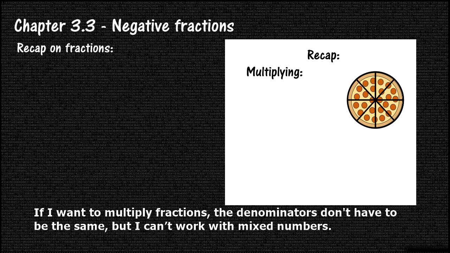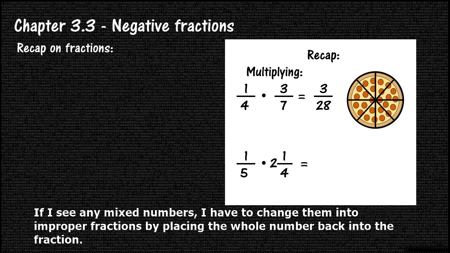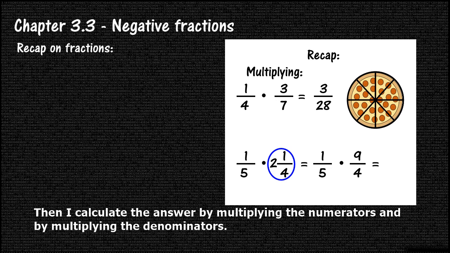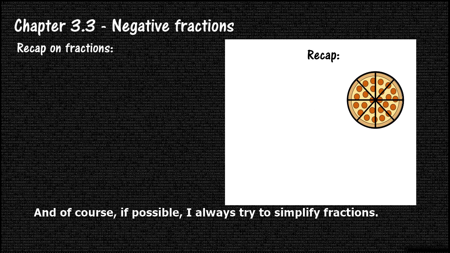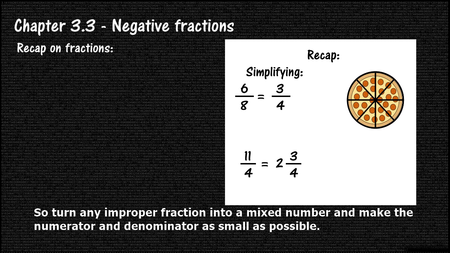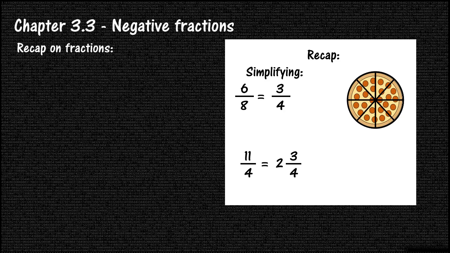If I want to multiply fractions, the denominators don't have to be the same, but I can't work with mixed numbers. If I see any mixed numbers, I have to change them into an improper fraction by placing the whole number back in a fraction. Then I calculate the answer by multiplying the numerators and by multiplying the denominators. And of course, if possible, I always try to simplify fractions. So turn any improper fraction into a mixed number and make the numerator and denominator as small as possible.